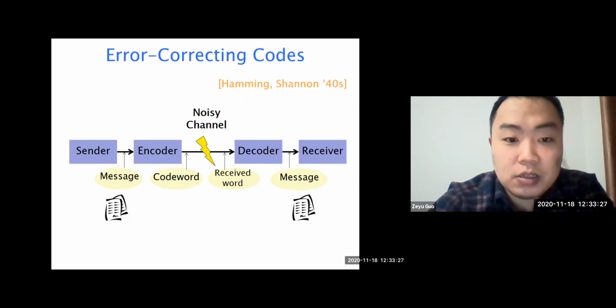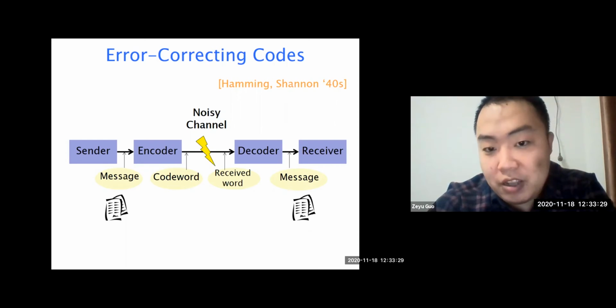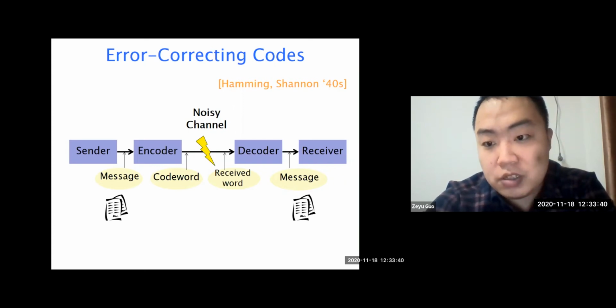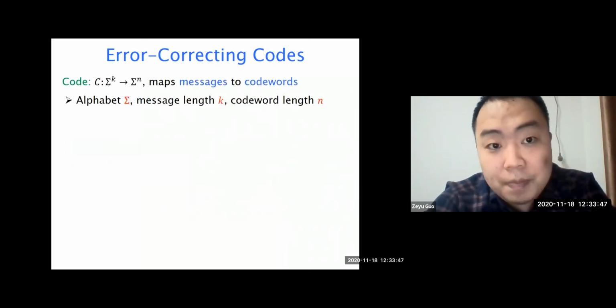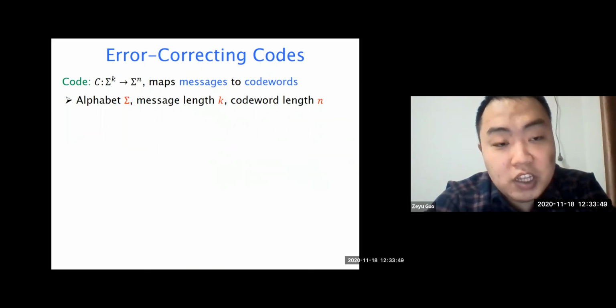Error correcting codes are used everywhere in the real world. For example, when you make a phone call, when you download something from the internet, even this Zoom talk is made possible only because we use error correcting codes. So they are very important, and we want to study them mathematically. Here's a definition for an error correcting code.